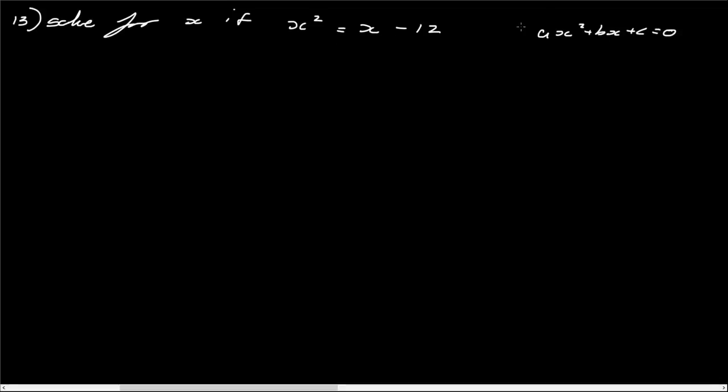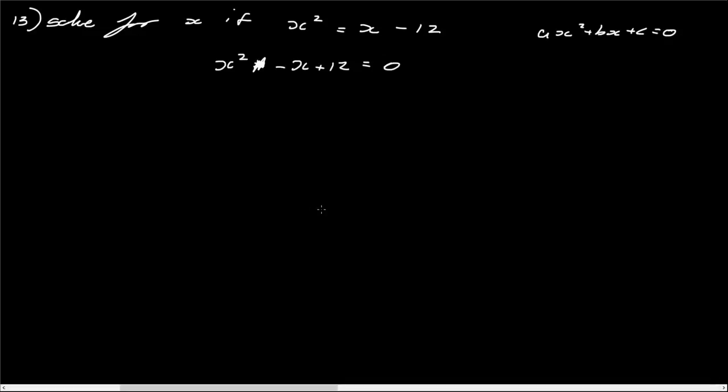We just got to get this into that form and then solve. So let's do that. I'm going to keep the x squared on the left. Then we're going to take the x across and the minus 12 across, so it becomes x squared minus x plus 12 is equal to 0.